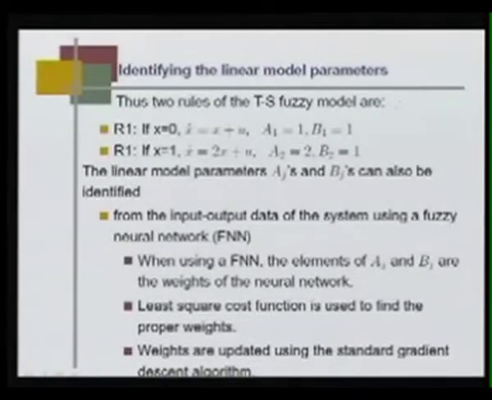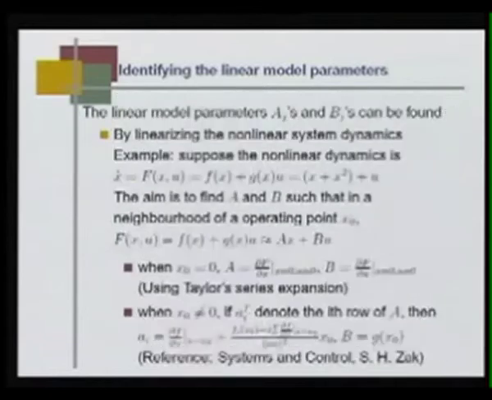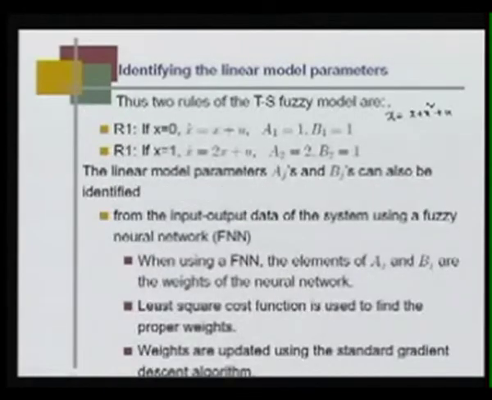Thus, two rules of the T S fuzzy model. So, our system was x dot equals x plus x square plus u. So, that is our system. Rule 1: if x equal to 0, x dot is, so I differentiate this with respect to x. I get 2 x plus 1 at x equal to 0. So, if I differentiate this quantity, 2 x plus 1 at x equal to 0, the value is 1.